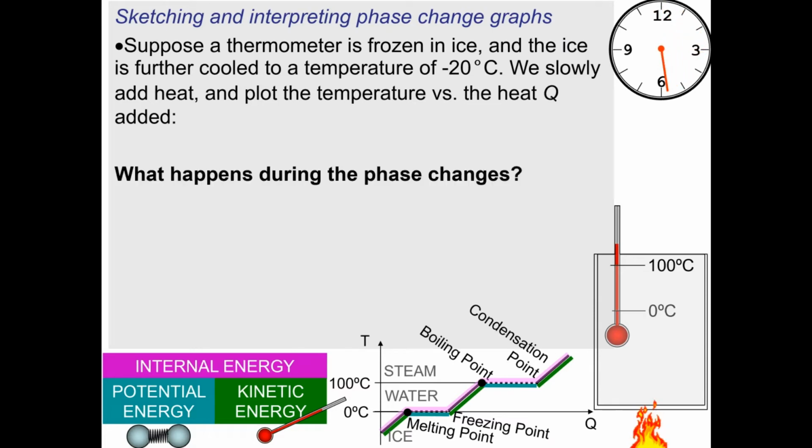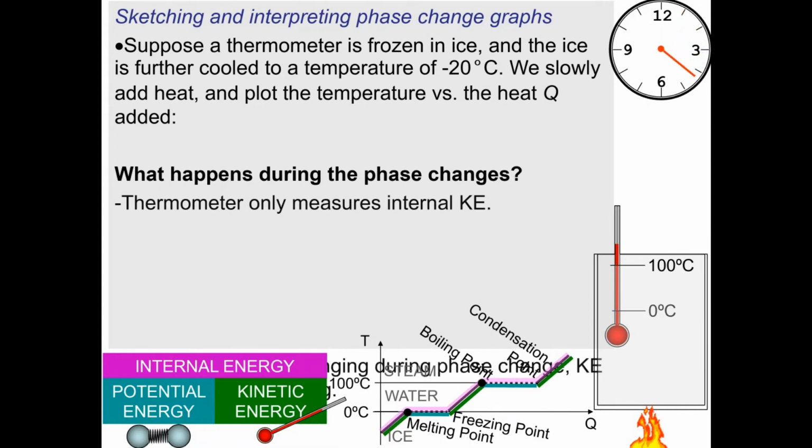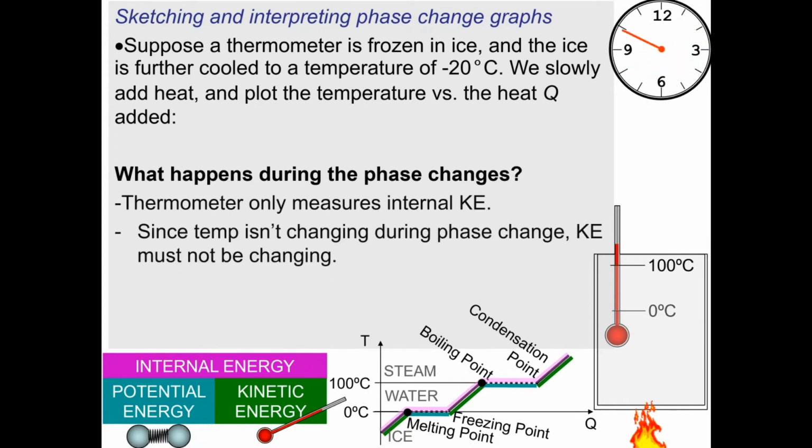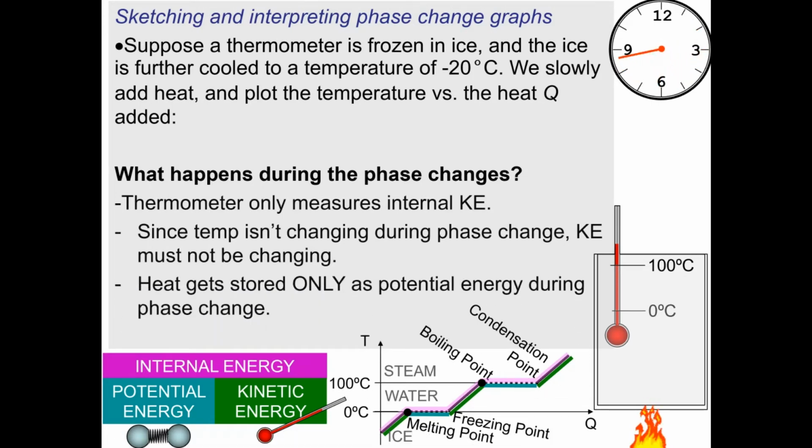So in other words, to sum it up, what happens during the phase changes? The thermometer only measures internal kinetic energy. Since the temperature isn't changing during that phase change, we know the kinetic energy must not be changing. So the heat gets stored only as potential energy during the phase change.